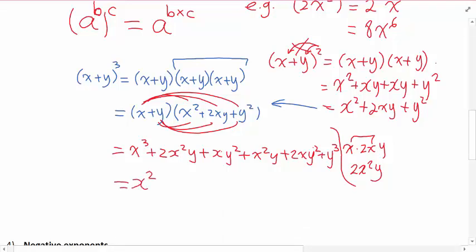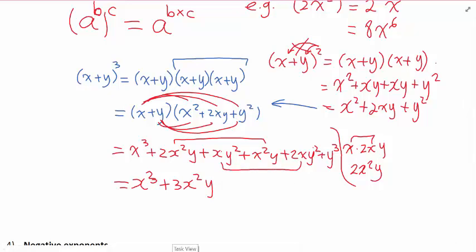X cubed. This one and this one, so that gives you what? Plus 3x squared y. This one and this one equals what? Plus 3xy squared. And then the last one is plus y cubed.